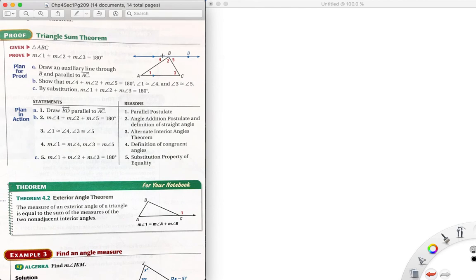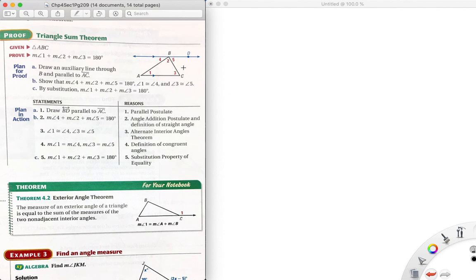The proof is this. We have a triangle ABC, and we're going to prove that the interior angles 1, 2, and 3 are equal to 180. So we're going to draw an auxiliary line that's parallel to one of the sides of the triangle. In this case, it's going to be parallel to AC. Now we have a pair of parallel lines. AB is going to be my transversal, and BC is going to be my transversal, and we're going to use that to prove that these angles sum to 180.